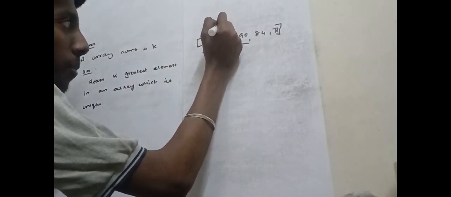Okay, we have got the array. Now you can return directly the k greatest elements. But what if there's an element in between which is repetitive? Now there are two ways.